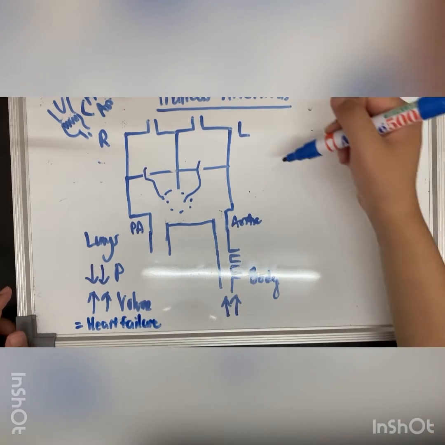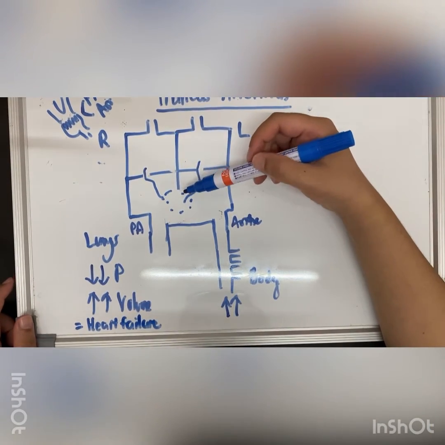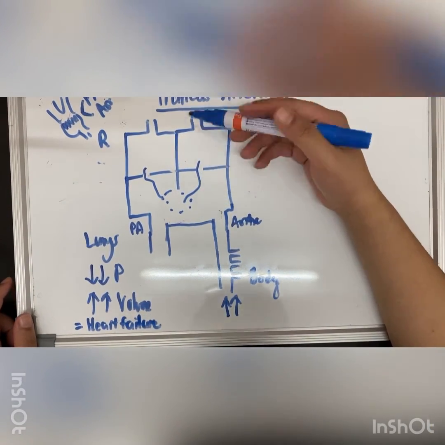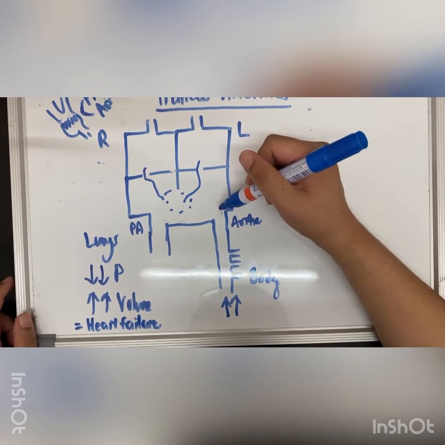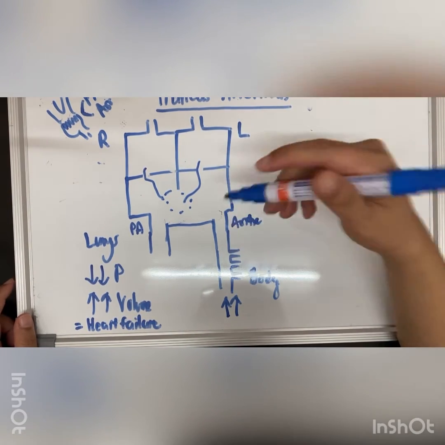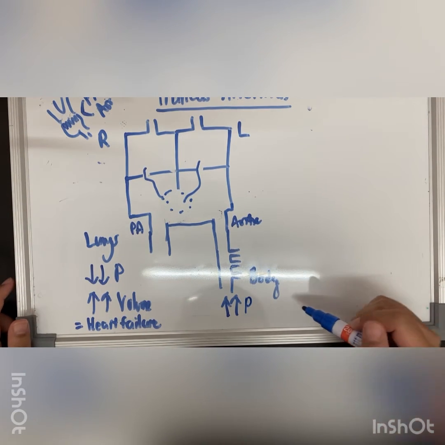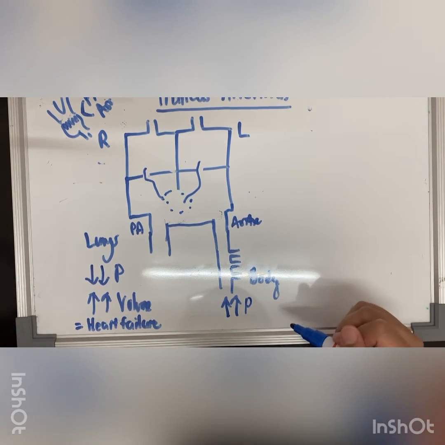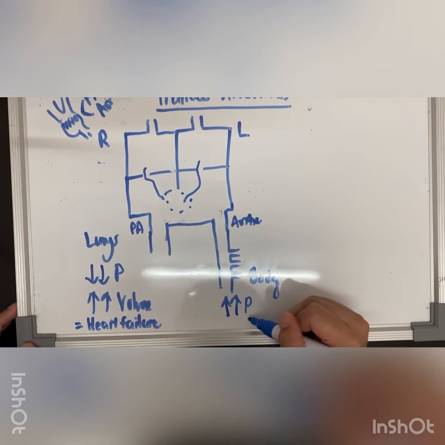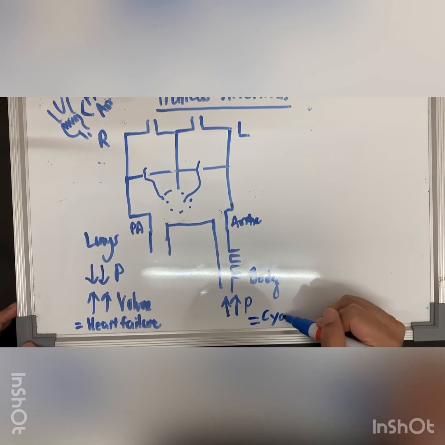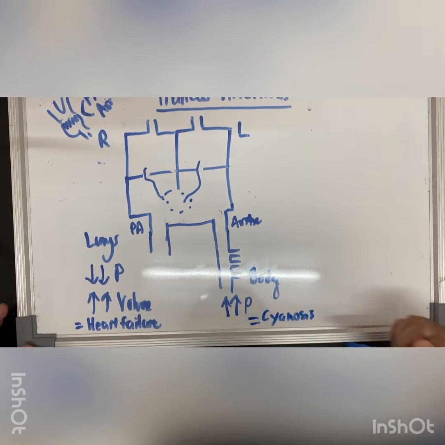As for the left side, because of the mixture of oxygenated and deoxygenated blood, this blood will be redistributed to the whole body. You will get a mixed blood. Thus, this will explain the cyanosis.